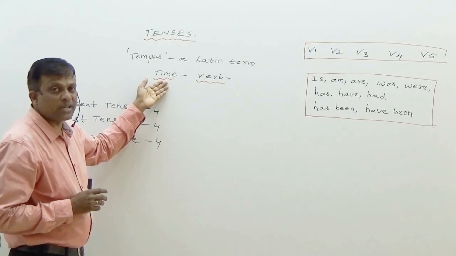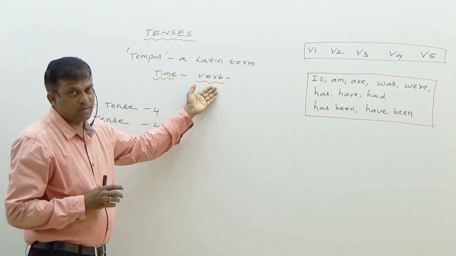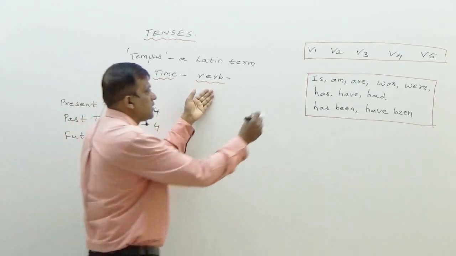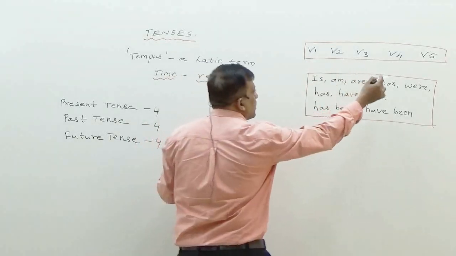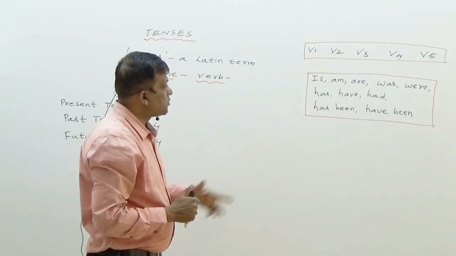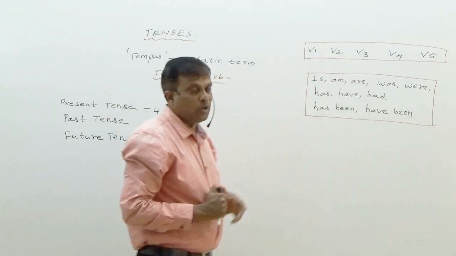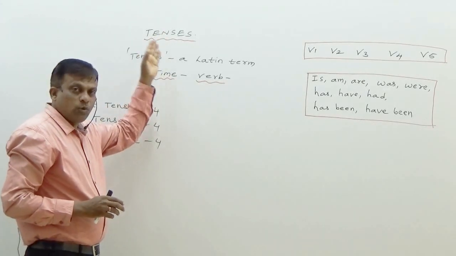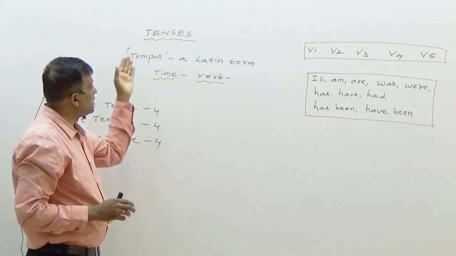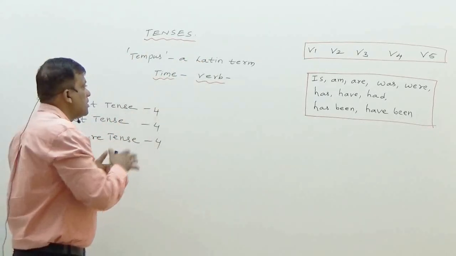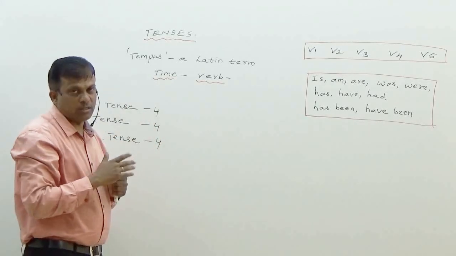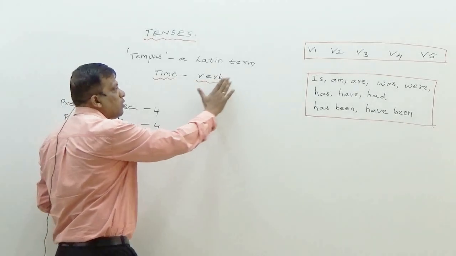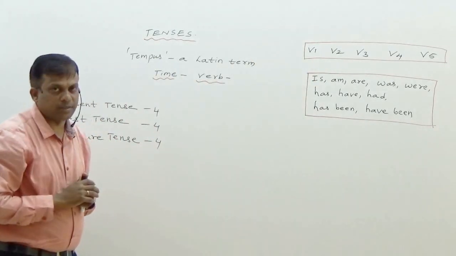And this time we express with the help of verbs, the main verb, and it changes into various forms. I have written here: V1, V2, V3, V4 and V5. I will explain a little later what all these verbs are. So first, it's very important to know tense is a word derived from the Latin term tempus, which means time, and the time of action is expressed with the help of verbs, and we have different kinds of verbs here.